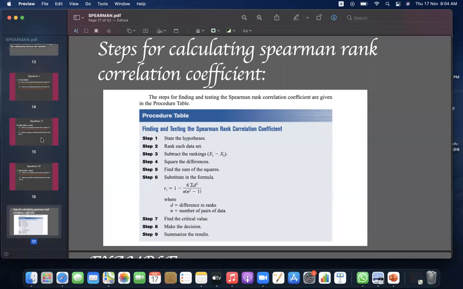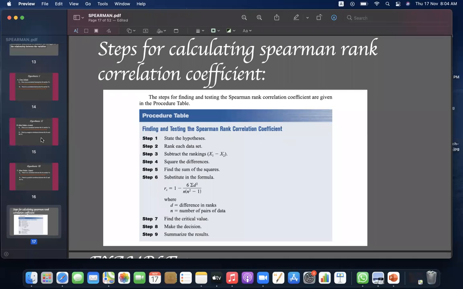So here are the steps. Here are the steps for calculating Spearman rank correlation coefficient in a tabulated form. The steps for finding and testing the Spearman rank correlation coefficient are given here in this procedural table. Number one, state the hypothesis. Number two, rank each data. Number three, subtract the rankings, x1 minus x2. Number four, square the differences. Number five, find the sum of the squares.